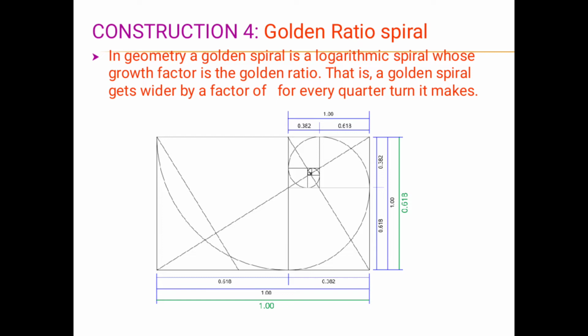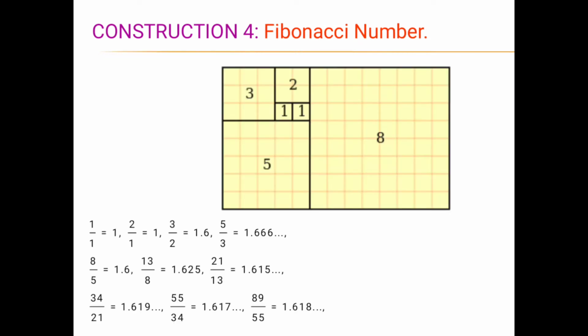Then the golden ratio spiral. We can construct the golden ratio spiral by using Fibonacci values: 1, 1, then 2, then 3. We form squares like that. Then using those squares we can construct a spiral. Finally we get the golden ratio spiral.